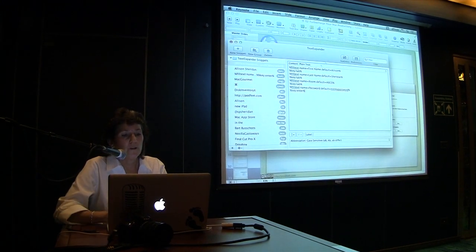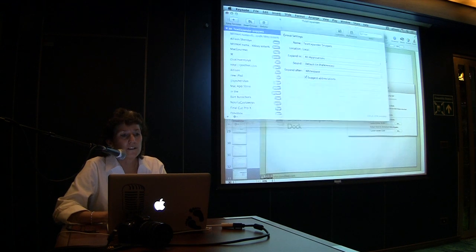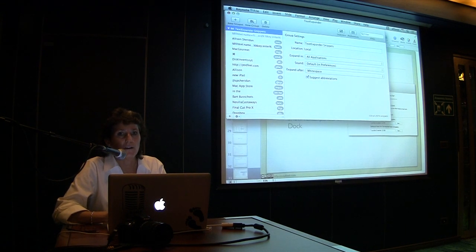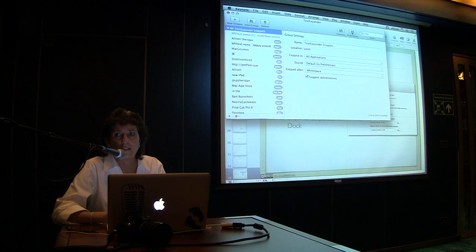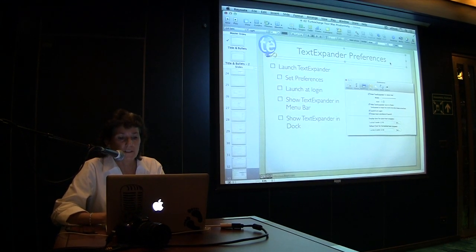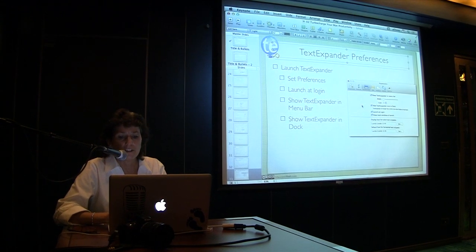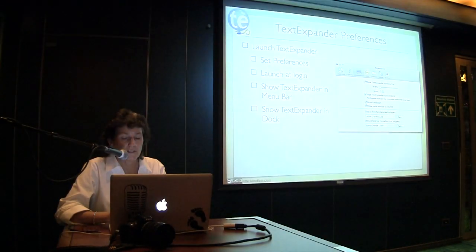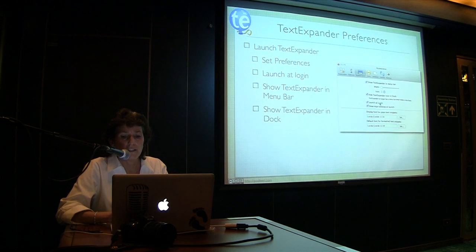There we go. When you go into TextExpander, you'll notice that there's no menu up here that says Keynote. So you don't actually have a menu to get to your preferences. You get to the preferences right here. So you're going to go into Preferences, and I set it to Launch at Login. Let's go back to full screen so you can see what I'm doing here. I set it to Launch at Login right here.